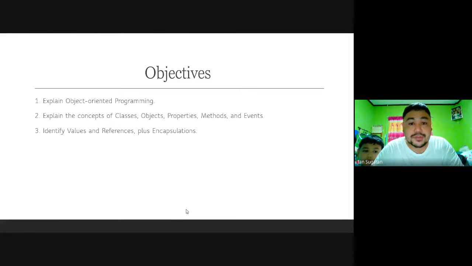For our objectives for this evening, number one, we are going to explain object-oriented programming. Number two is to explain the concepts of classes, objects, properties, methods, and events. And number three, to identify the values and references plus encapsulation.